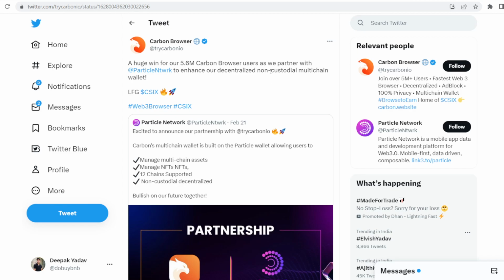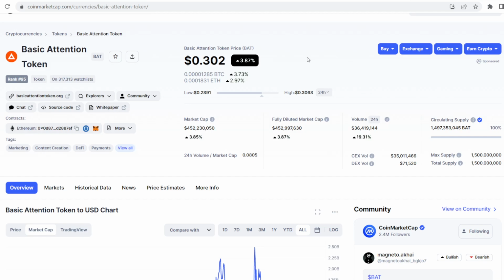Now come to the point of price prediction, and what are the variables that we have kept in mind. The first variable that we have kept in mind is basic attention token growth, like how much this token has achieved in the past, because Brave browser is attached to this token only. How much market share this particular token has.